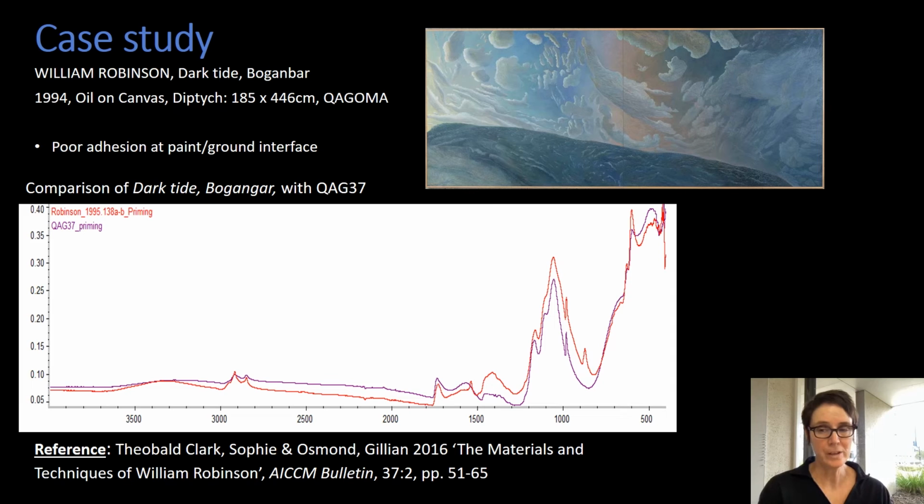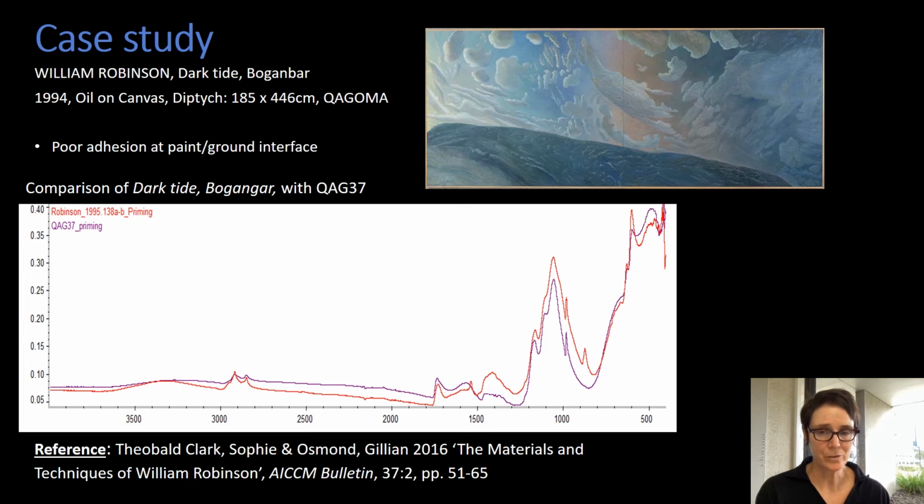Research by Sophie Theobald-Clarke and Gillian Osman in 2016 found that Dark-Tide Boggenbar, dated 1994, presents isolated areas of pinpoint losses at the paint ground interface, leaving the ground intact. These losses often have idiosyncratically rounded edges and have typically occurred without obvious cracking or flaking prior to loss.